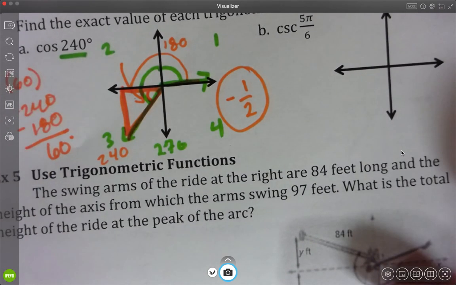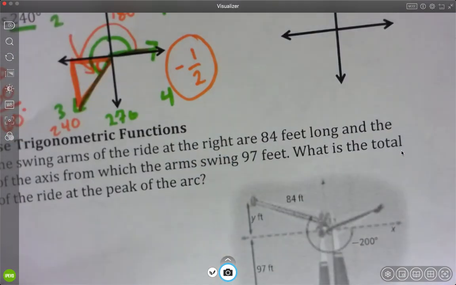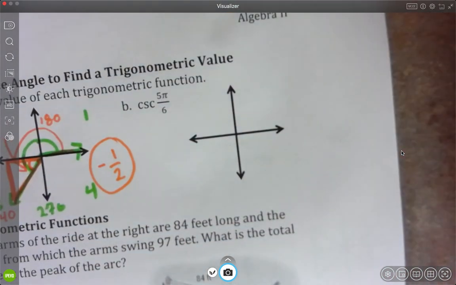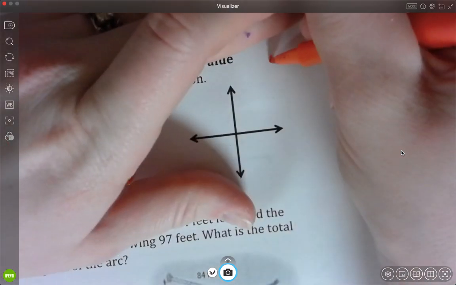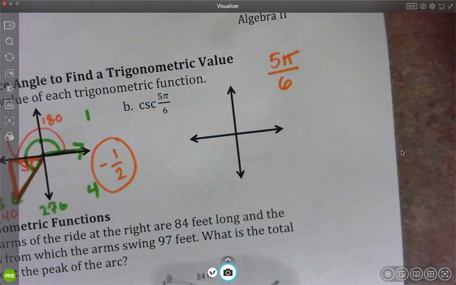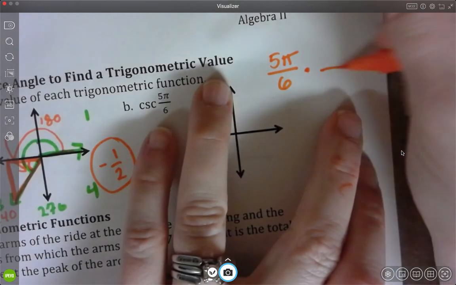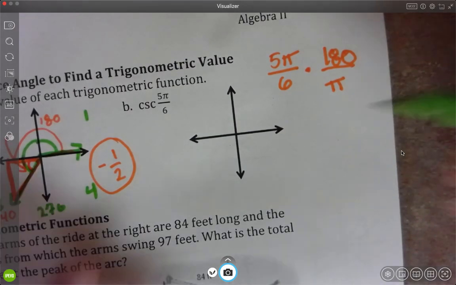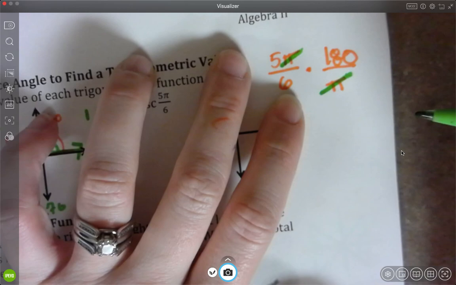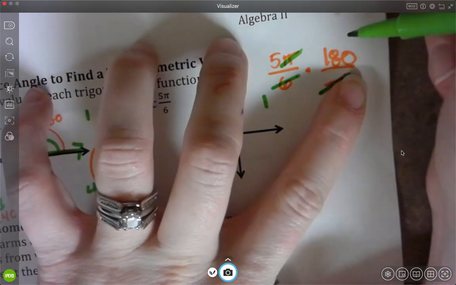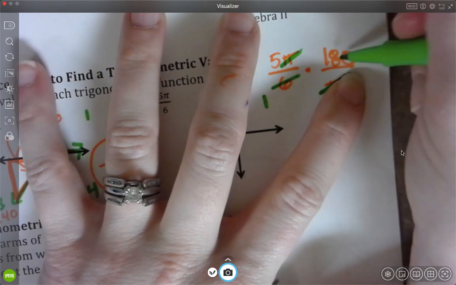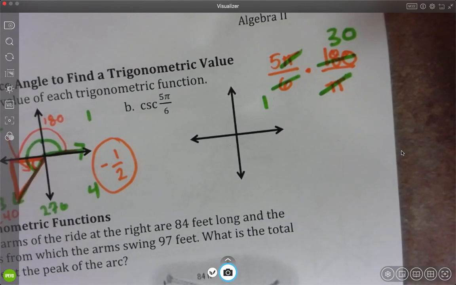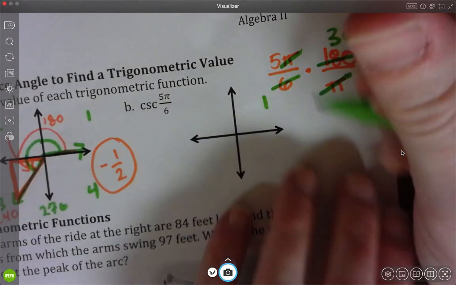Now, last one, we're going to skip example 5 so you can cross them out. Part B, cosecant of 5 pi over 6. Okay, 5 pi over 6, let's switch it to degrees. I'm either going to use pi over 180 or 180 over pi. I want the pi's to cross out, so I'm going to put pi on the bottom and 180 on the top. The pi's cross out, and then 6 and 180, I can reduce those. 180 divided by 6 is 30. So really I have 5 times 30, which is 150 degrees.